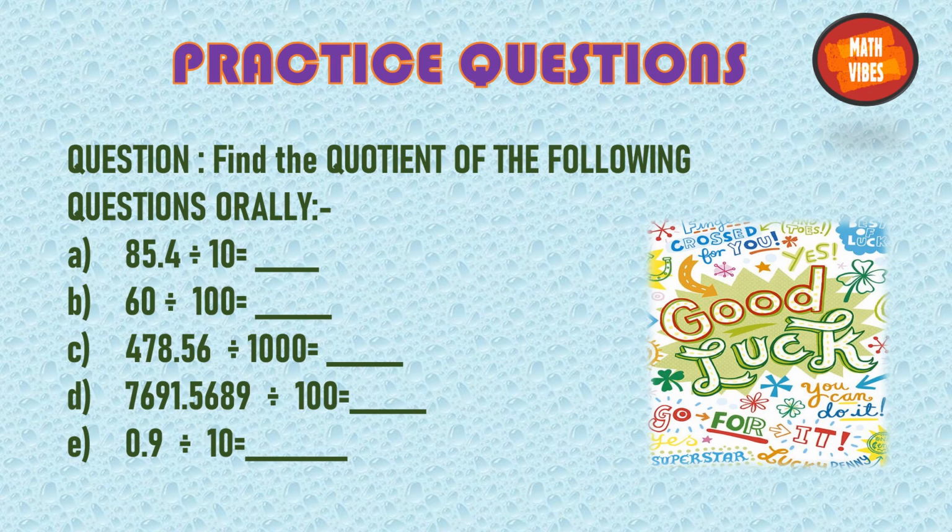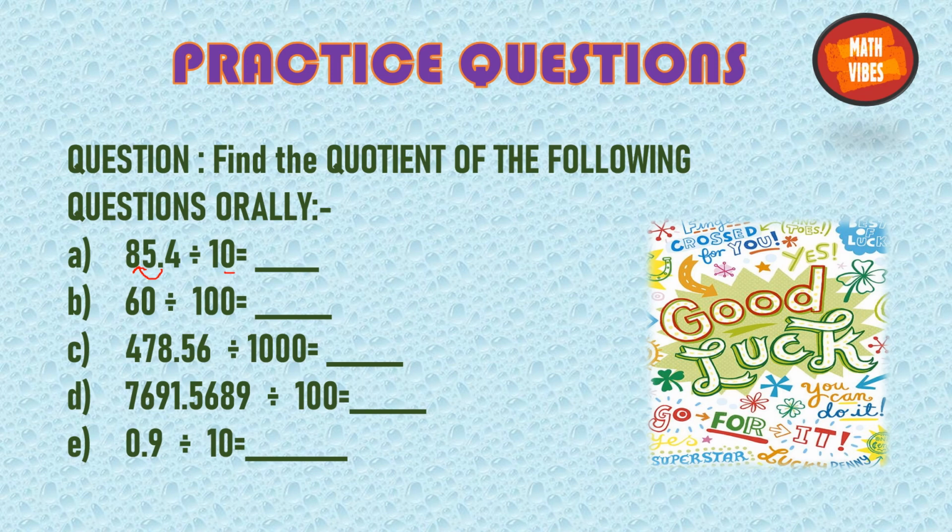These questions were of multiplication, and the next set of questions are for division, where you have to find the quotient of the following questions orally. Now just remember this thing, that whenever there is divide, we have to go to the left hand side. So 10, that means this decimal will be shifted here. So the answer will be 8.54.